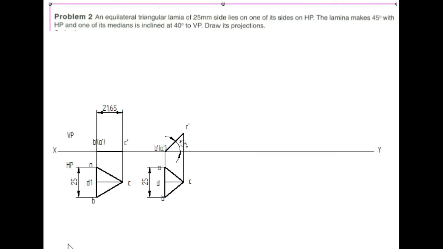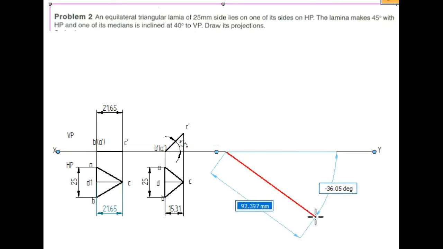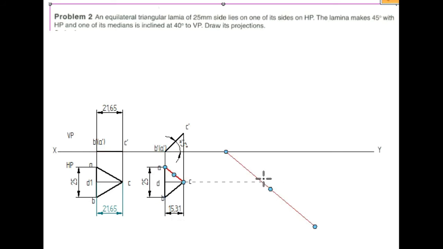So when I measure the distance, CD1 has a length of 21.65, whereas CD has a length of 15.31. At this condition, it becomes a beta angle problem because they are mentioning it with respect to the median line. So what I do, the line inclination is what? It is inclined at 40 degrees to VP, and that will be seen in the HP plane. So I will draw a line of some length, but the angle should be 40 degrees.